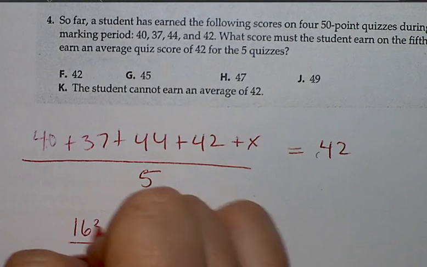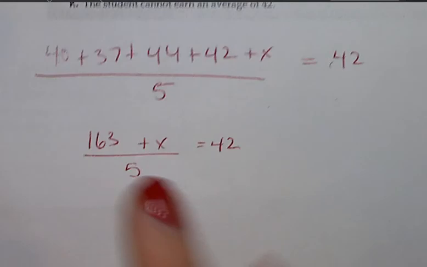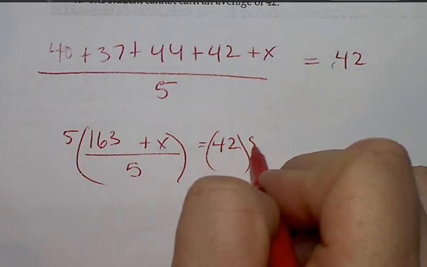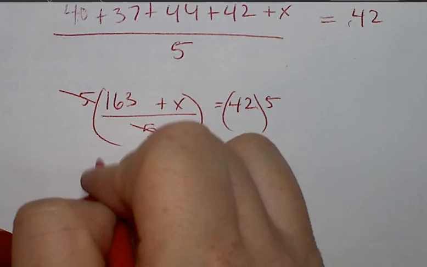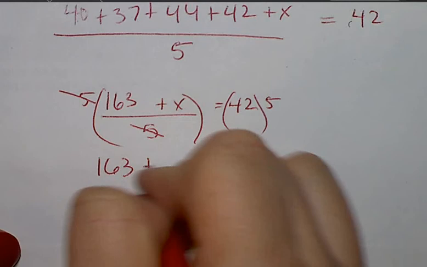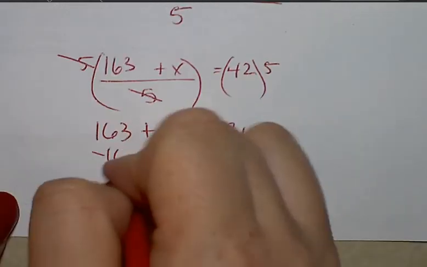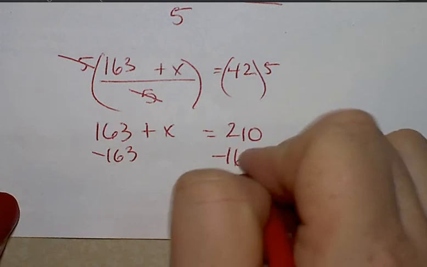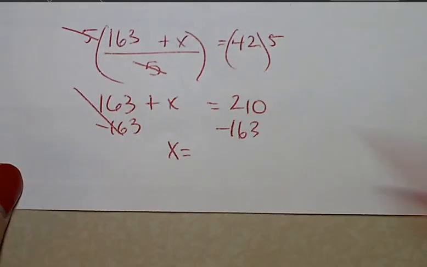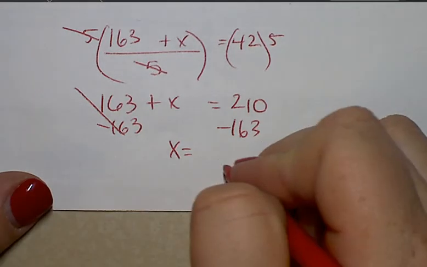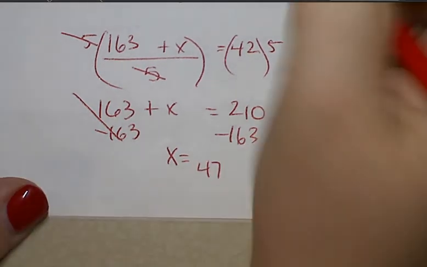Okay, so to get rid of this 5, right now we're being divided by 5. The inverse operation is to multiply both sides by 5. The 5's cancel and you have 163 plus x equals, multiplying to get 210. Subtract 163, grab a calculator please. Subtract 163, and that 5th unknown score is actually equal to, anyone? 47.